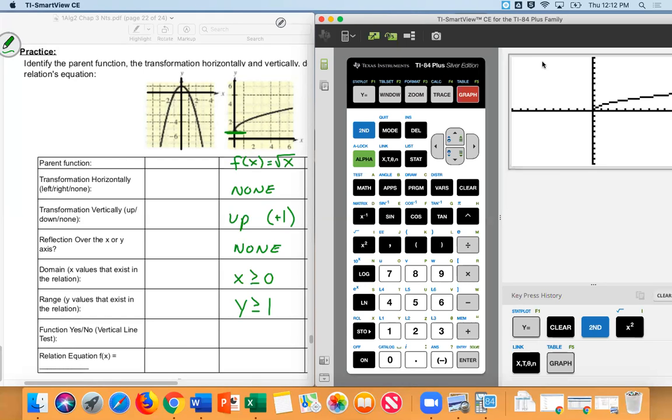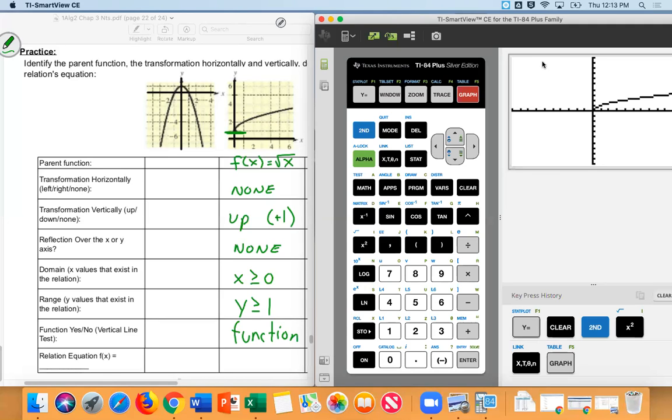Is it a function? Does it pass the vertical line test? And this is what you guys were missing yesterday. You take your pen and you hold it vertically on your graph and you drag it across. Do you see how my graph only touches my pen one time? That means it's a function. It passes the vertical line test. All right, well, I'll show you on the next one.